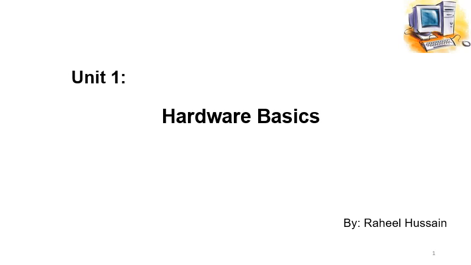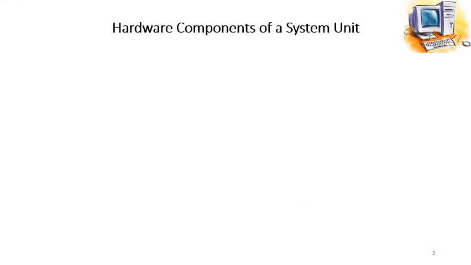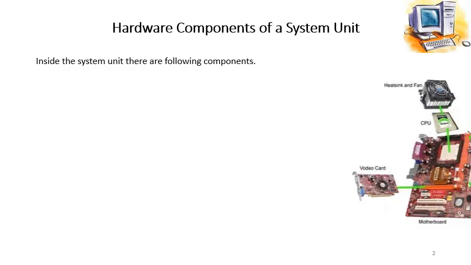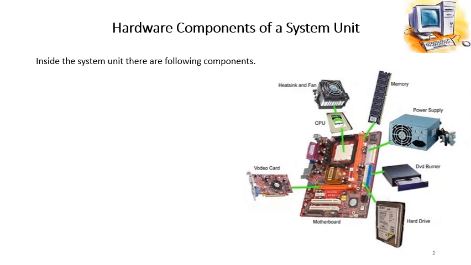Okay students, so we are in unit 1, which is hardware basics. Some of the topics that we have covered are the hardware components of a system unit. Some of the components we have already done and some components are still there to discuss. We discussed the motherboard, then we talked about the processor and its components, that is CU and ALU, control unit and arithmetic logic unit and their functions.